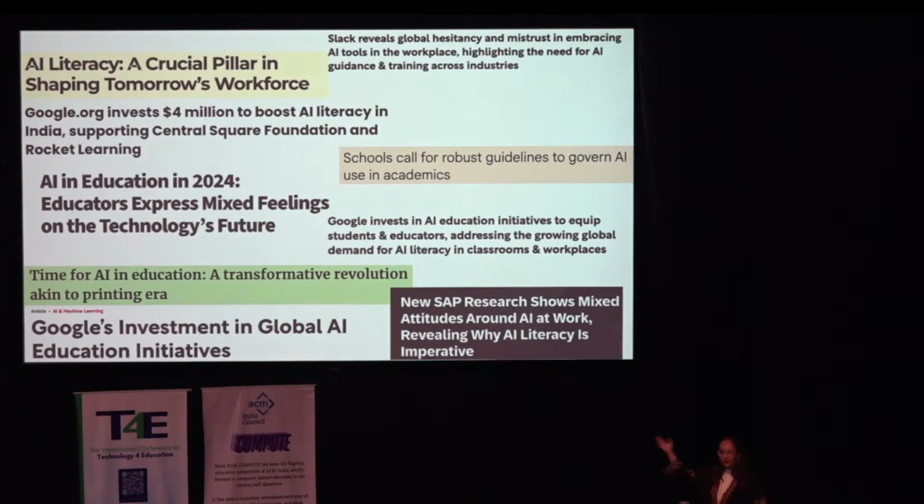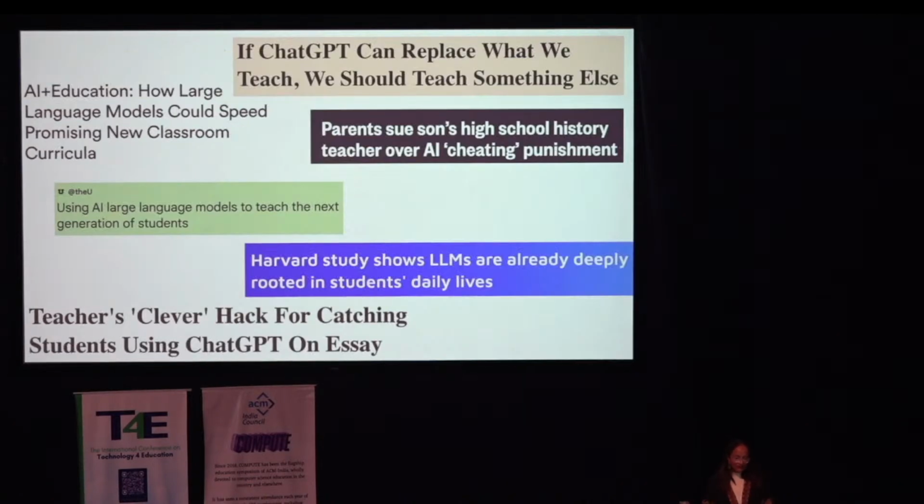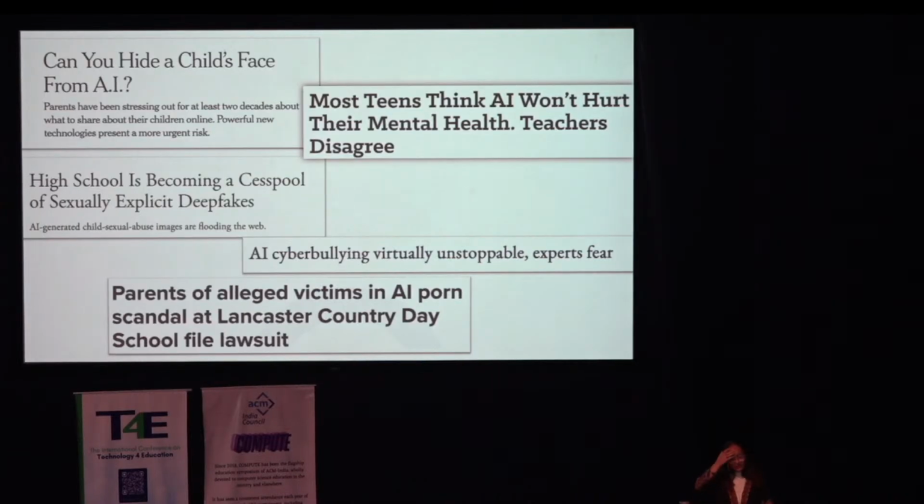And AI literacy, not just for students, but for people in the workplace and just about everybody. Many, many headlines that reveal how teachers and students are grappling with this new reality. And some of these new developments in schools are honestly quite disturbing, with issues of cyberbullying, sexual exploitation, loss of privacy, and related mental health issues.